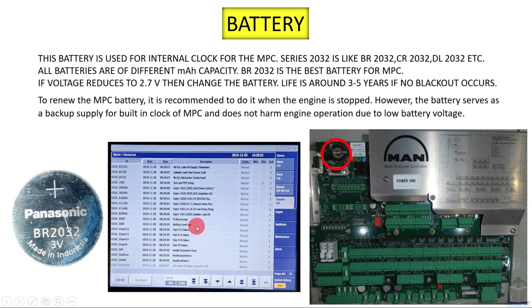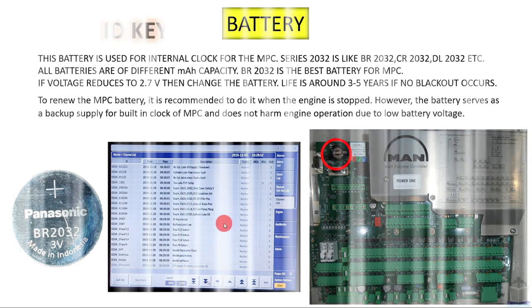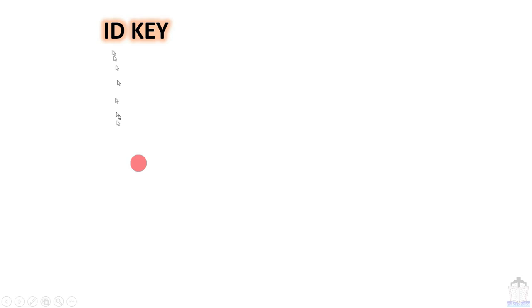No need to stop the engine and change the battery in between. Okay. So now moving to our next topic, that is the ID key. ID key is a very essential part of the MPC. As the name suggests, ID means it gives the identification to the MPC. So we will see how it looks.